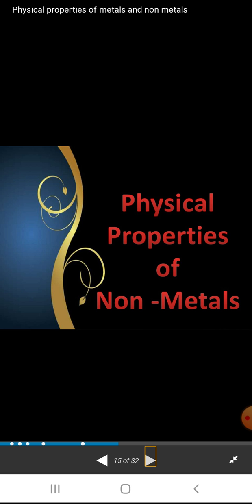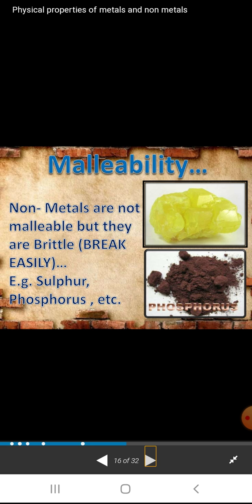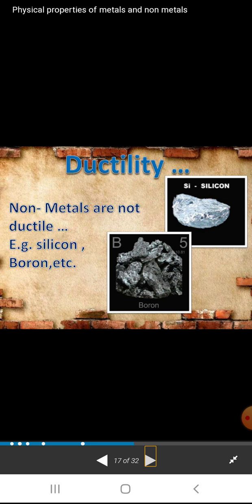Physical properties of nonmetals. Malleability. Nonmetals are not malleable but they are brittle, break easily. For example, sulfur, phosphorus, and etc. Ductility. Nonmetals are not ductile. Example, silicon, boron, and etc.